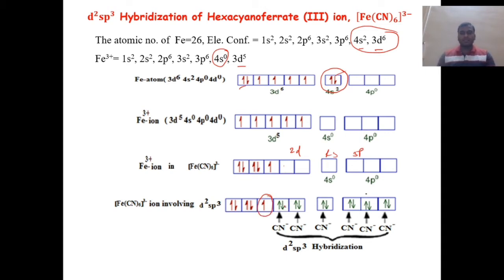So here you can see the 2 d orbitals, 1 s and 3 p orbitals undergo mixing and recasting, as they have different energy levels in d, s and p. They undergo mixing and recasting to generate an equivalent set of new hybrid orbitals, and that is d2sp3 hybridization. So all six cyanide ligands donate a lone pair of electrons to form coordinate bonds and form a complex, that is the hexacyanoferrate(III) ion complex.